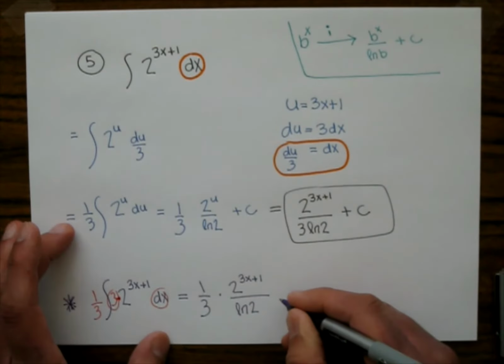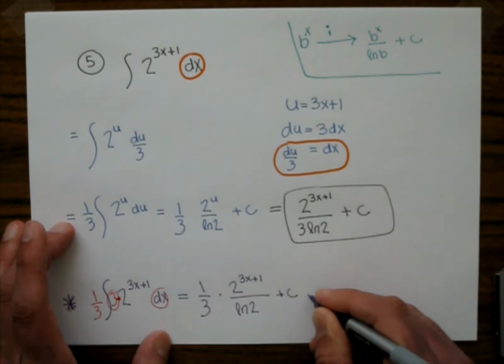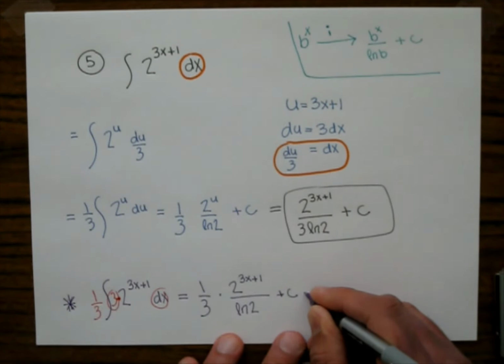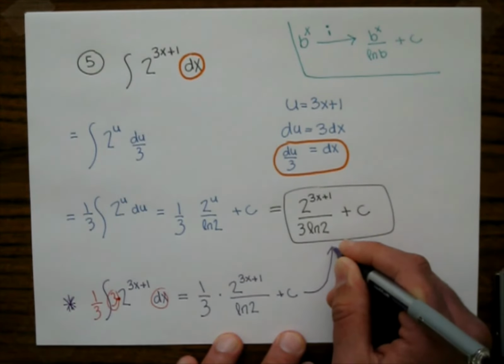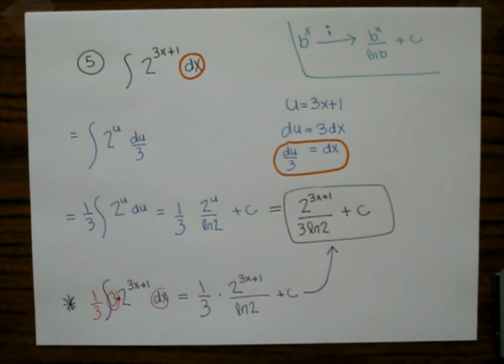And this is plus c. And that's exactly, let me be a little lazy here, that's exactly what we got. So the eyeball method has worked on the first 5 problems. It will not always work, okay? Let's go ahead and do another problem.